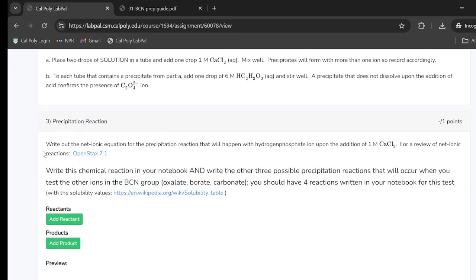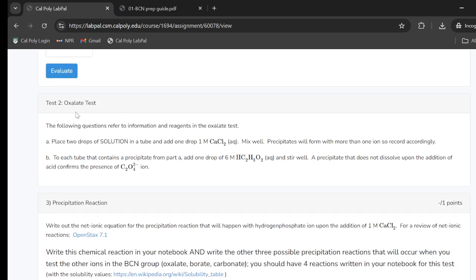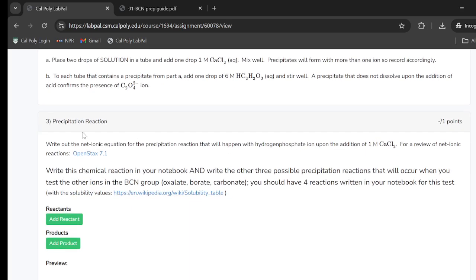Sometimes there's things like this. So here is the oxalates test. We're doing the solution. Here's part A and part B. 2 drops of solution, 1 drop of calcium chloride, precipitate. You need to write down the chemical reaction of what will happen with hydrogen phosphate upon the addition of calcium chloride. You should write down a calcium hydrogen phosphate precipitation reaction.